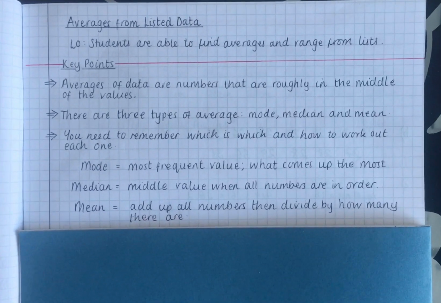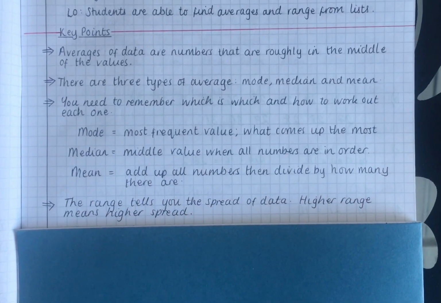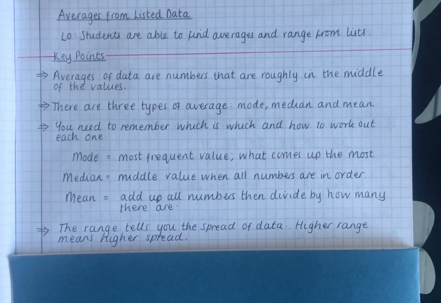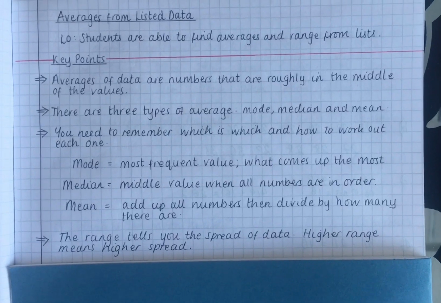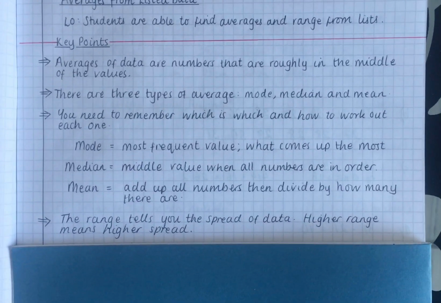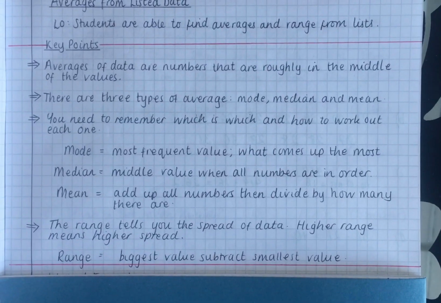Now, the other thing that you need to be able to do is called the range. Now, the range tells you the spread of data. So the gap between the biggest and the smallest. So the higher the range means the higher or the bigger the spread. So like I said, to work out that range, you've got to do the biggest value, subtract the smallest value.